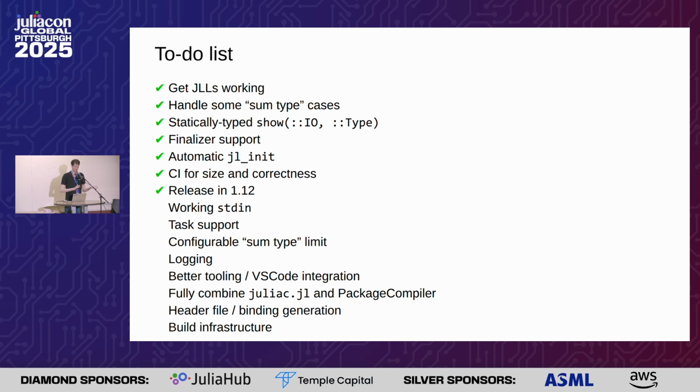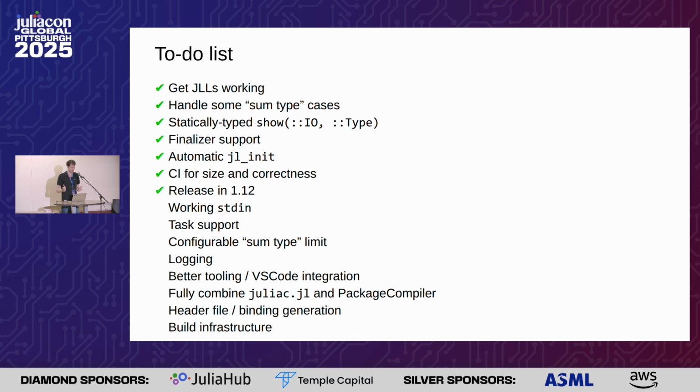And of course, we've got CI now for both correctness and size. If the hello world binary gets bigger than a certain size, we want CI to fail, so we have that now. And this is going to be released, it's still labeled experimental because we're not sure about some of this design, but it's going to be released in 1.12, and it's labeled experimental, but it's totally usable.